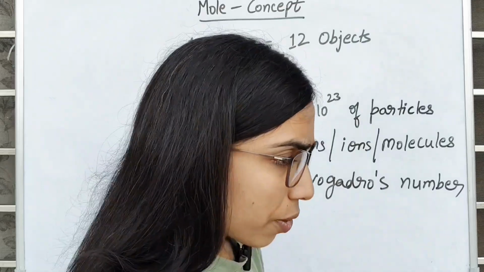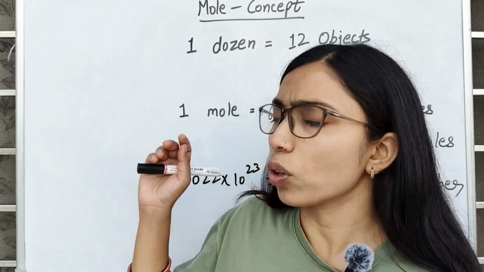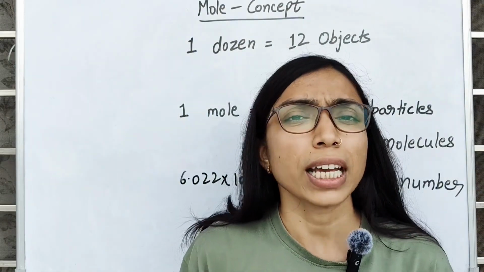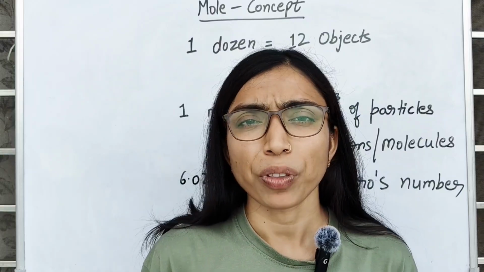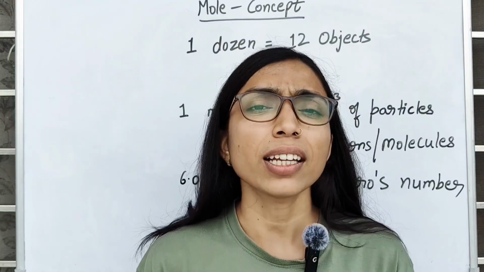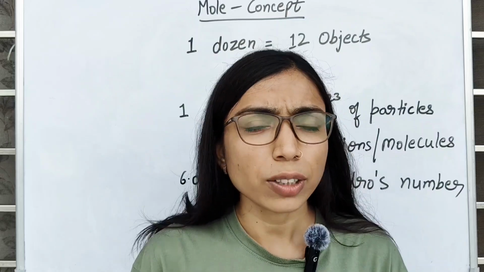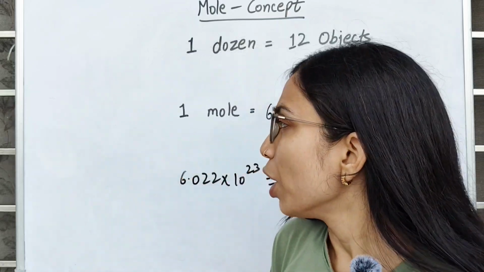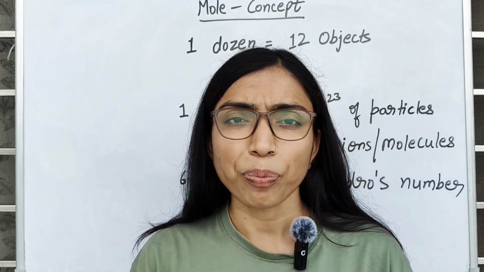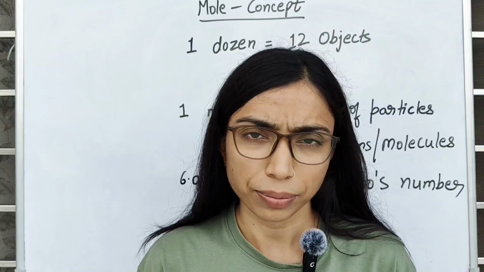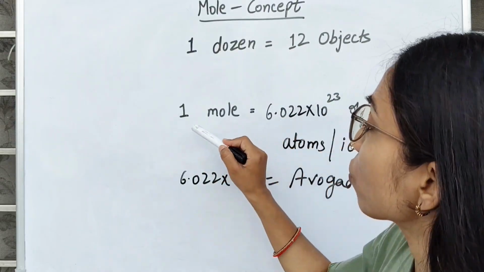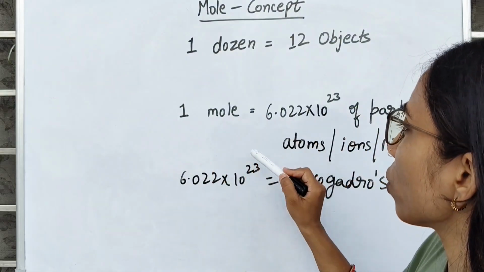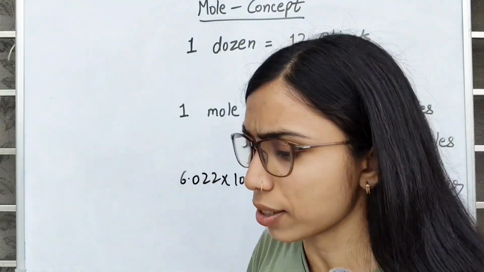Now the question is, why do we need this mole concept? Actually, atoms, molecules and ions are extremely small. We cannot deal with a single atom or molecule. So that's why chemists decided to deal with a bulk of particles. That's why they have given this fixed quantity: 1 mole is equal to Avogadro's number of particles.